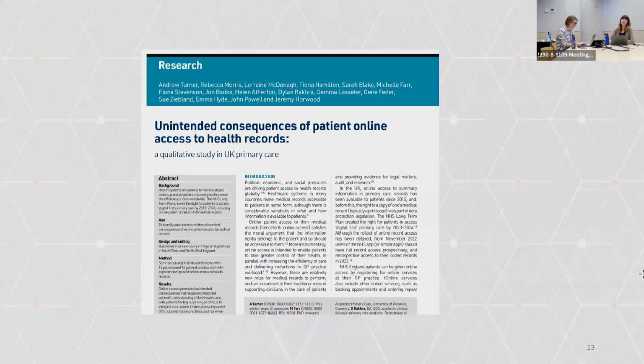Okay, so this case study, we're going to look at unintended consequences of patient online access to health records. And this was a qualitative study in the United Kingdom in primary care settings. Andrew Turner, the lead author of this, published a second paper on the unintended consequences of another technology. I'm sorry, I can't think of it off the top of my head, but a really good set of studies here.